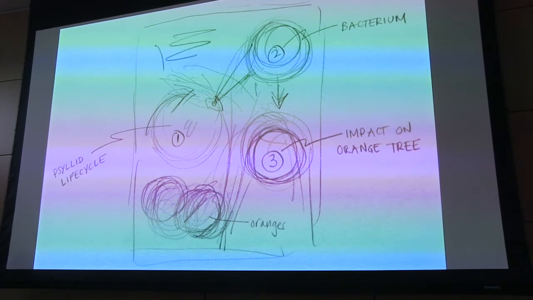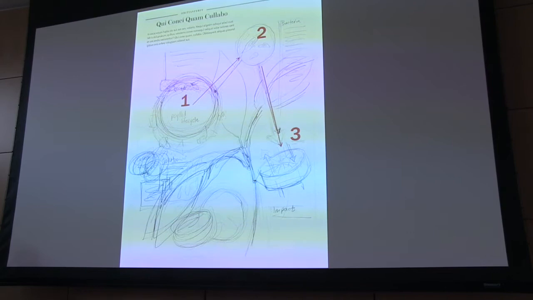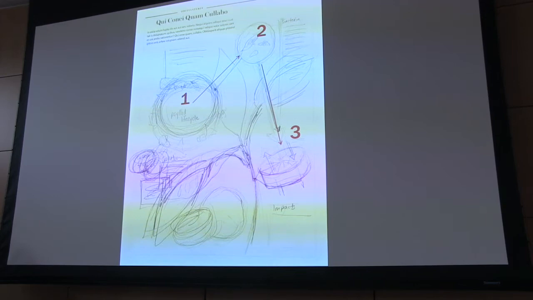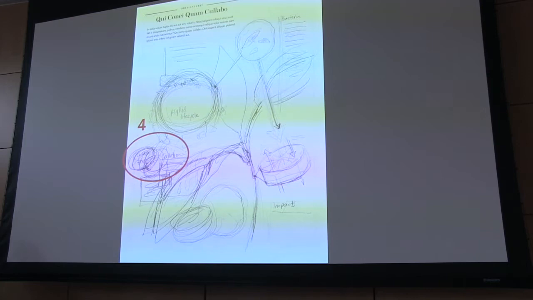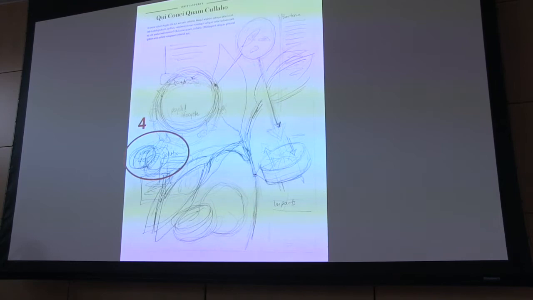Then I started to refine things a bit. Starting with the introductory caption in the top left corner, the reader would then move down to the insect life cycle and a note, then over to the bacteria details and down to the effects on the orange tree. The author pointed out that we could also incorporate a possible solution to the problem, a predator that could potentially wipe out the vector insect.